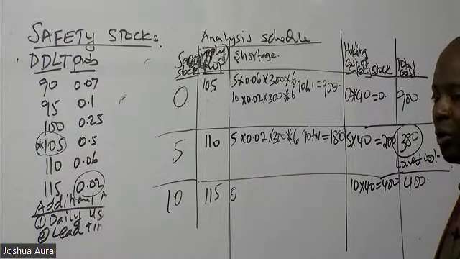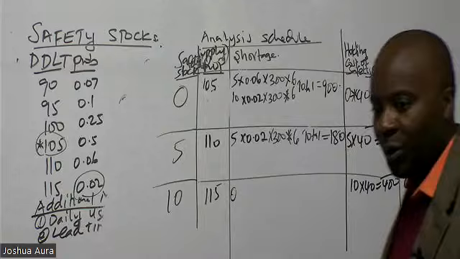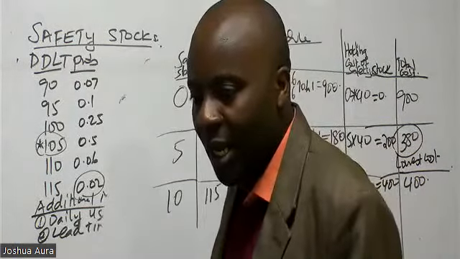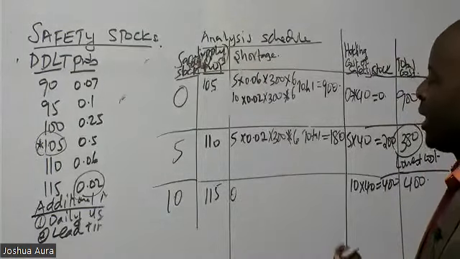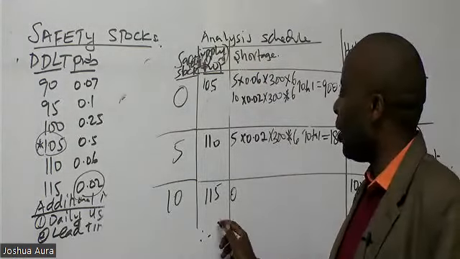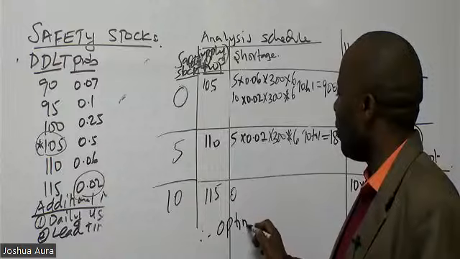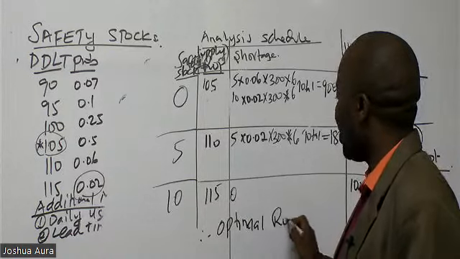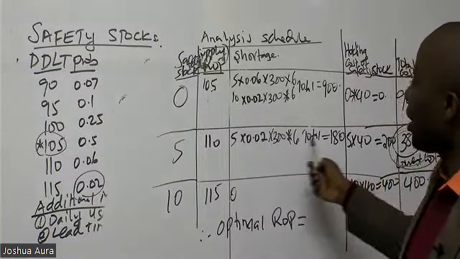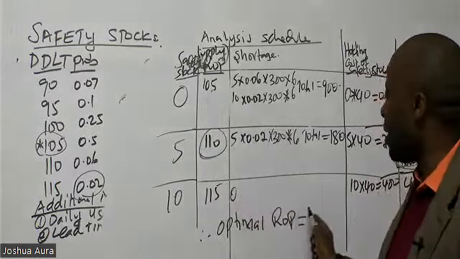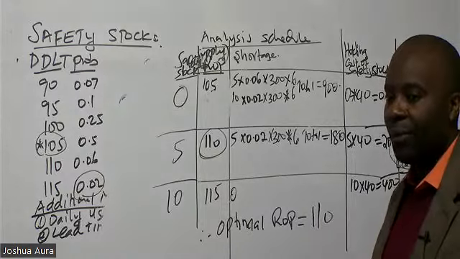It is the optimal cost, the best cost. And therefore the optimal reorder point is the one that corresponds with this. So the optimal reorder point is 110. 110 is what they should supply.